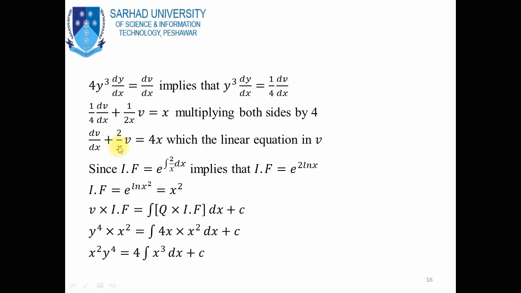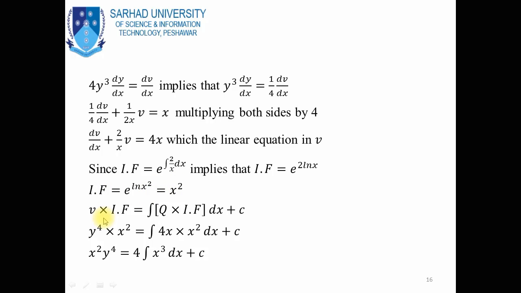So 2 by x is the p function and 4 multiplied by x, 4x, is the q function. First of all, to find the integrating factor by using the formula e power integration of the p function, 2 by x is the p function, integration of 2 by x with respect to x, which implies that the integrating factor is equal to e power 2 natural log of x, which can be written as e power natural log of x square, and this implies that the integrating factor is x square.